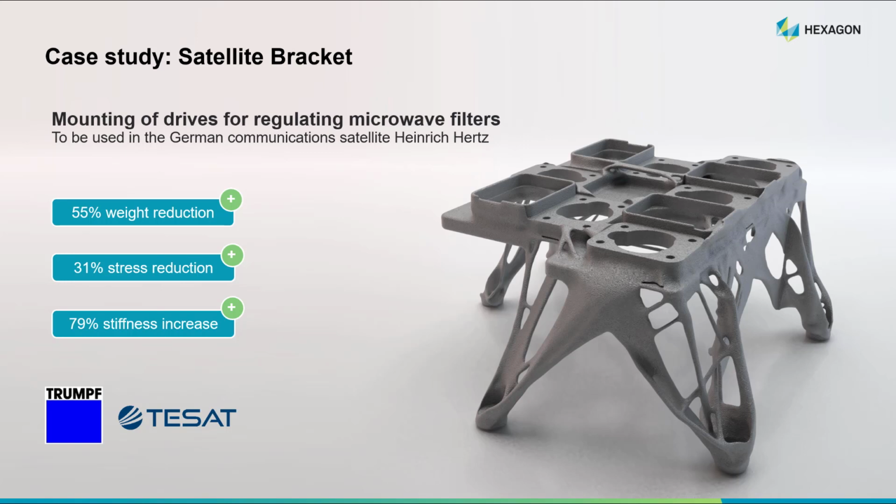So we can assume that the designers for satellites know what is lightweight design, but we have gotten even 50% weight reduction on that. And this with 30% stress reduction inside the part and 80% stiffness increase. The stiffness increase is highly important, especially for the launch of the rocket, because there very high vibrations occur, and these can destroy parts that are not stiff enough.